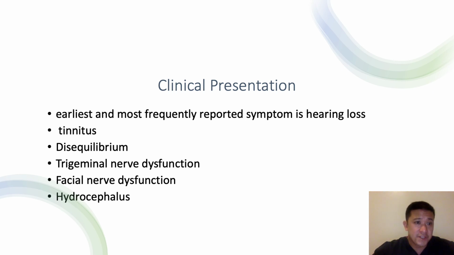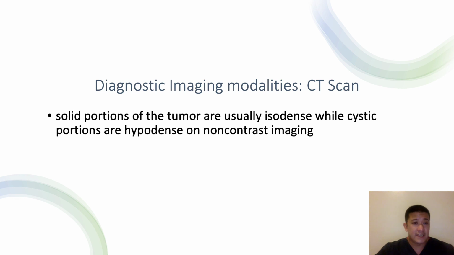These patients usually present with hearing loss, tinnitus, and disequilibrium. You'll have trigeminal nerve dysfunction and facial nerve dysfunction, because the facial nerve is really closely related to your vestibulocochlear nerve. And of course, hydrocephalus. Since this tumor is in the posterior fossa, it could impinge on your fourth ventricle, causing hydrocephalus. On CT, solid portions of the tumor are usually isodense, while cystic portions are hypodense on non-contrast imaging.